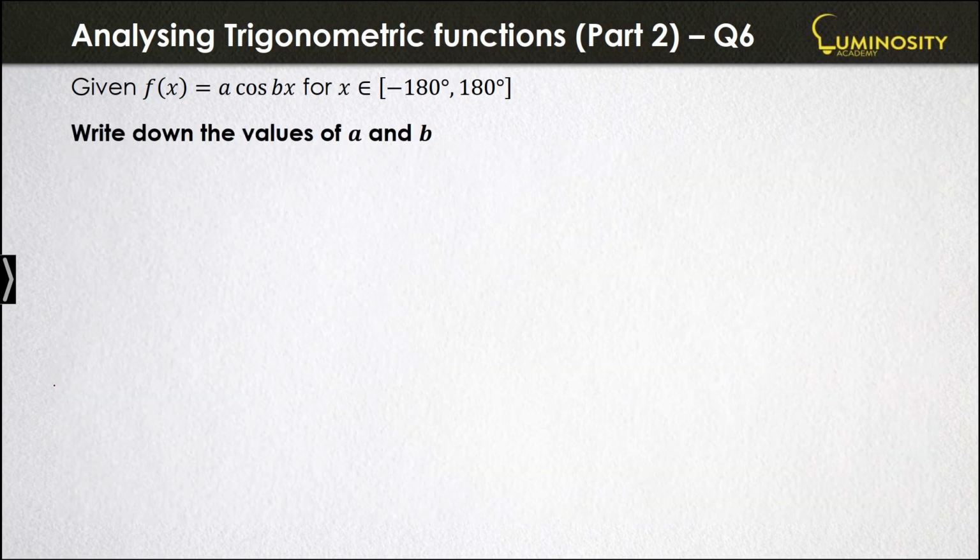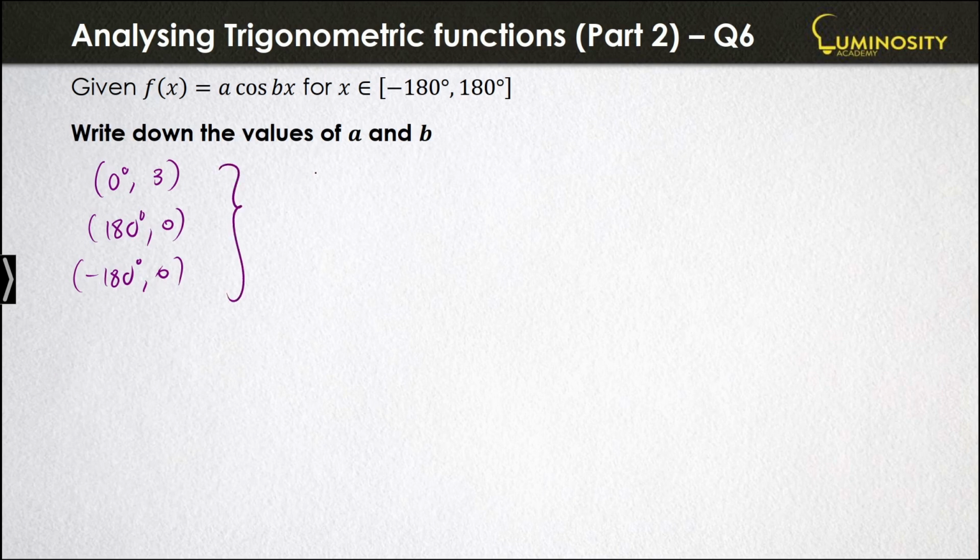Okay, so the first question asks us to write down the values of a and b. So first of all, we know some coordinates. Let's write them down. 0 degrees was 3, 180 degrees was 0, and negative 180 degrees was 0. So I can use that and substitute them in.